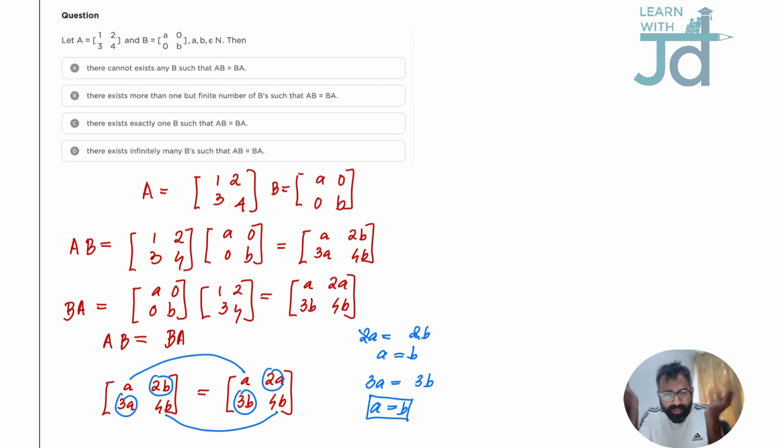Like that, how many real numbers are there? There are a lot of numbers. 1 1 satisfied, 2 2 satisfied, 4 4 satisfied. How many such possibilities are there? Infinite. So this is my answer. I hope I'm clear. So we have proved that if AB is equal to B, you have infinite types of solutions for B.